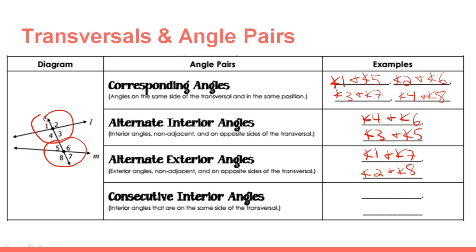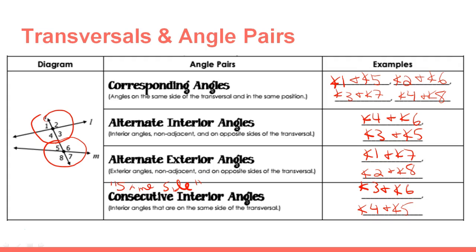Now, the last one are consecutive interior angles. So once again, we have inside of our lines L and M, only they're not going to alternate over the transversal. They're going to be on the same side of the transversal. Could also call them same side interior. I'll write that in just so we remember that. We can call them same side interior as well. Okay? And an example of this would be angle 3 and angle 6. And another example would be angles 4 and 5. Okay, so make sure you have those jotted down.